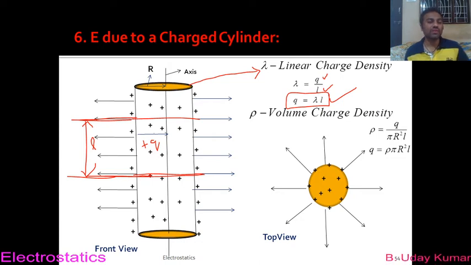Now, as you already know, the radius of this cylinder is capital R, right? Remember, whatever the charge that is given to this cylinder, it is only distributed in the cylinder, right? So you know the definition of rho, which is charge per unit volume. Is that clear? Charge per unit volume. That means we have to divide the total charge that is present within this element by the volume of this element.